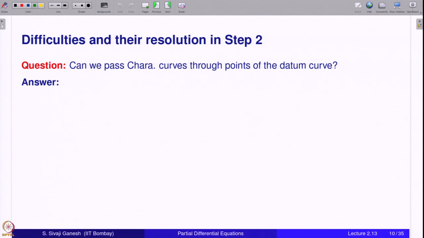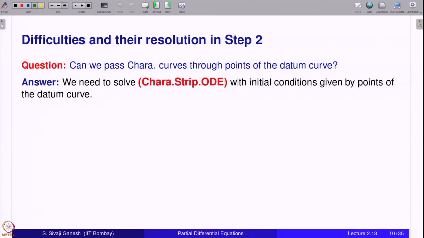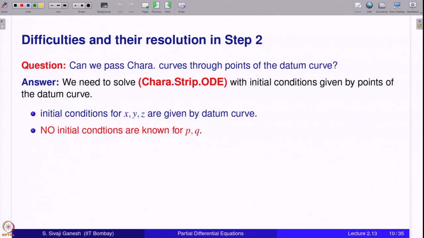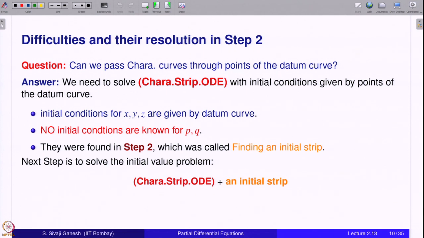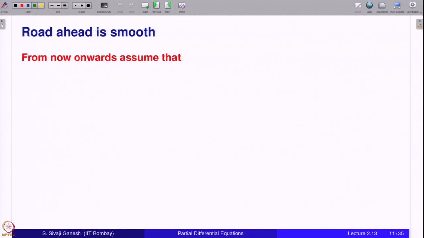Now, the next question is, can we pass characteristic curves through points of the datum curve? This is what we did in QL. For that, we need to solve the characteristic strip ODE with initial conditions given by points of the datum curve. Initial conditions for x, y, z are given by the datum curve. No initial conditions are known for p and q, so they were found in step 2, which was called finding an initial strip. The next step is to solve the initial value problem, characteristic strip ODE plus an initial strip, which will define a candidate solution. We are going to see that.